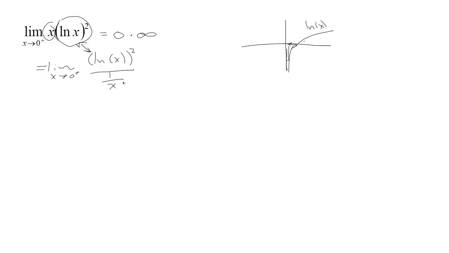I've just rewritten it. And the reason I've done that is because now we have ln x as x tends to 0 from above, that goes to negative infinity. Take really large negative numbers and square them and they'll be really big positive numbers. So we have infinity in the top. And 1 divided by tinier and tinier positive numbers also goes to positive infinity. That's a form that L'Hopital's applies to. So let's use L'Hopital's.